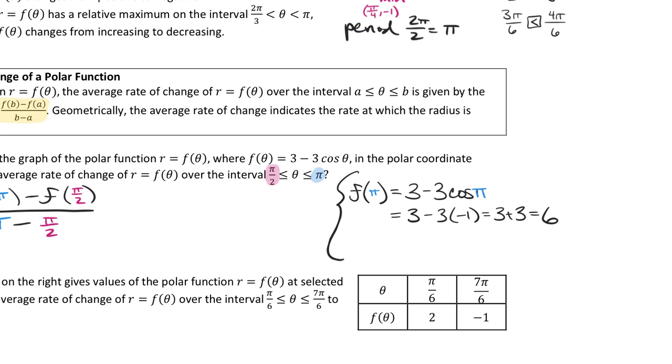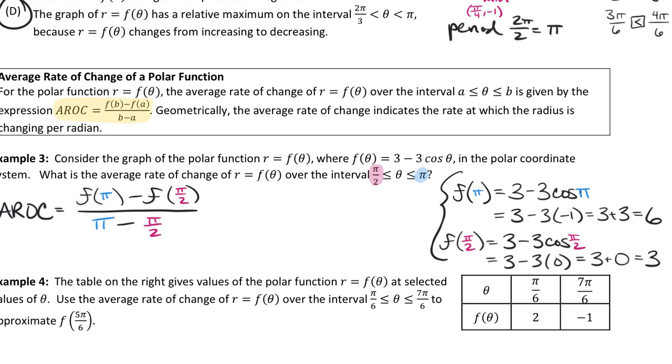Oops. If we do this again for the second value, we're just plugging in pi over 2. What is the cosine of pi over 2? 0. So this is 3 minus 3 times 0. What's 3 times 0? 3 plus 0 is? Boom. So now I have the outputs of the function when I have plugged in pi and when I have plugged in pi over 2.